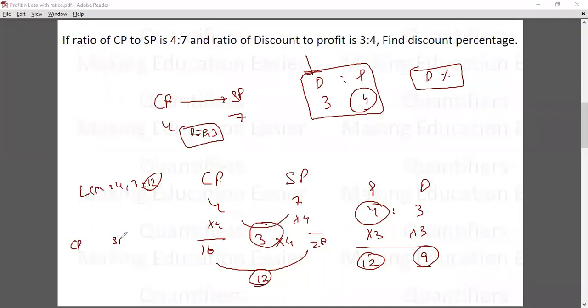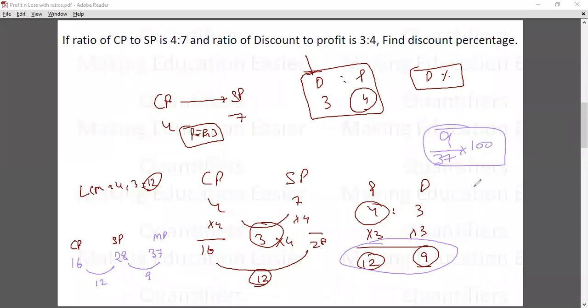So the cost price is 16 and the selling price is 28. The profit is 12, and this ratio also gives the profit as 12 and the discount as 9. If the discount is 9, what is the market price? The market price is 28 plus 9, which is 37. Now it is simple. The discount is 9 on 37 rupees, so the discount percentage is 9 by 37 into 100, which is 900 by 37%. This is the final result of this question.